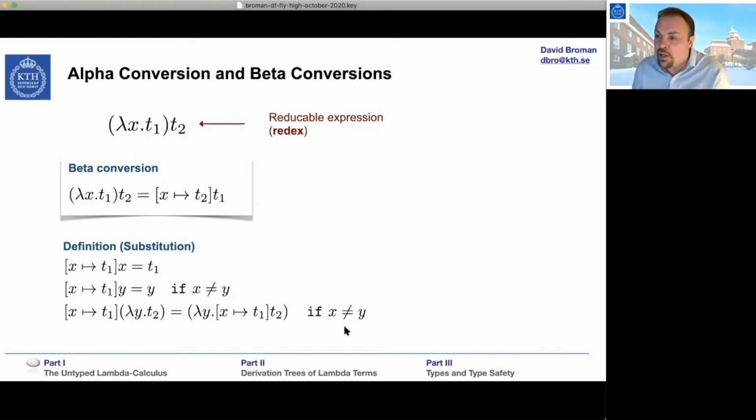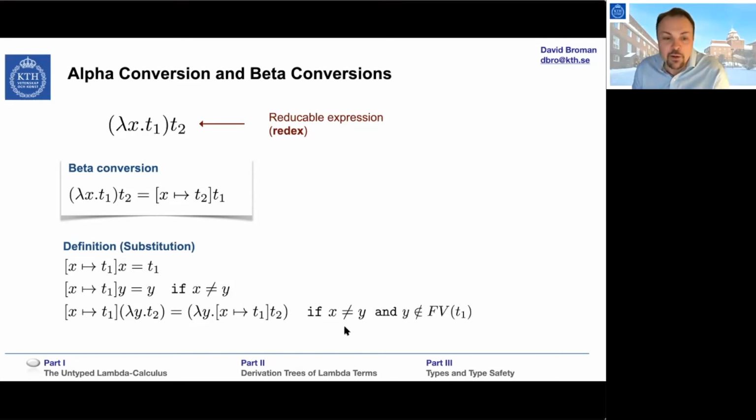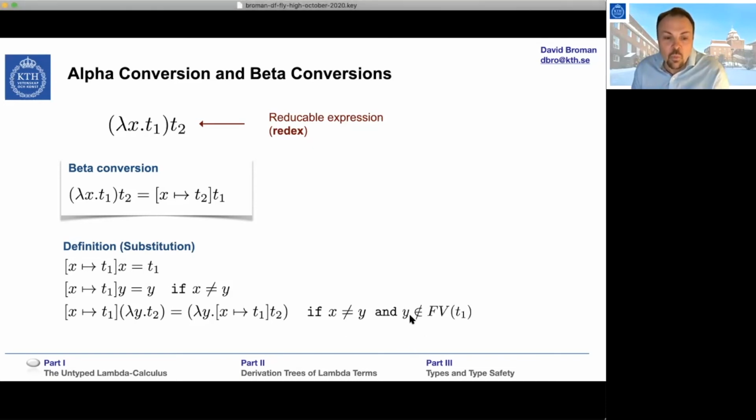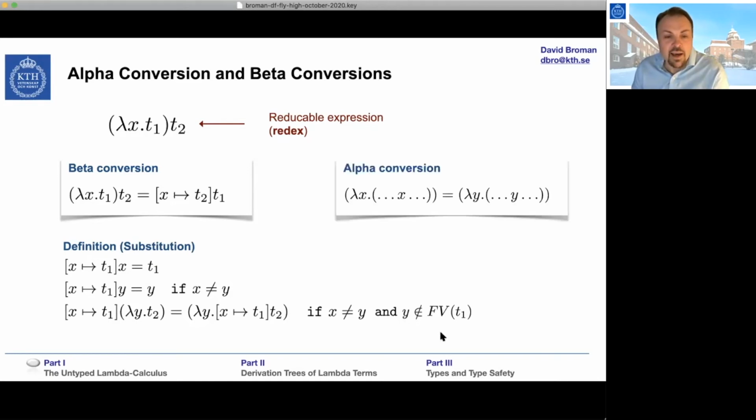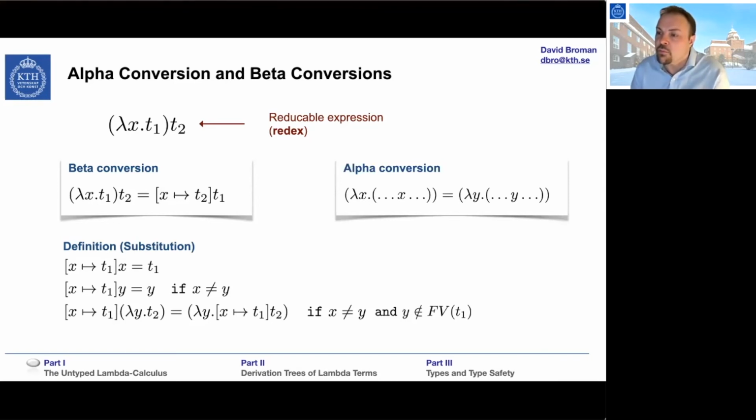So there is one constraint using this notation of free variables, and that is this, that y, so y here, must not be a free variable within this term that is substituted. The free variables of the thing that is substituted cannot contain y. And why is that? Well, that is called capturing. So then the substitution would actually be captured.